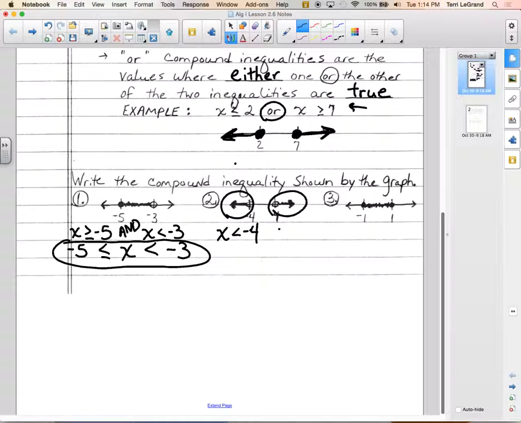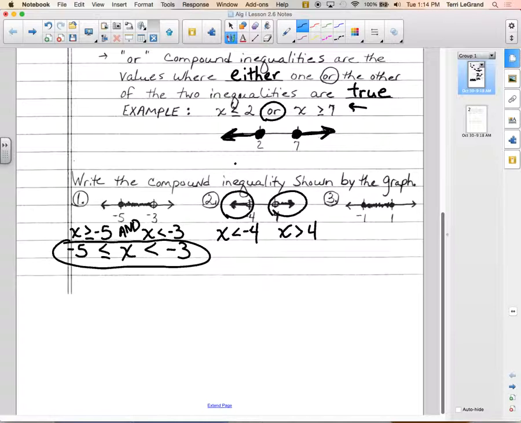4, or X is greater than 4. Okay, you guys agree? Yeah. Okay. Is this an and or an or? Or, this is an or. How do we know it's an or? How do we know this is an or?